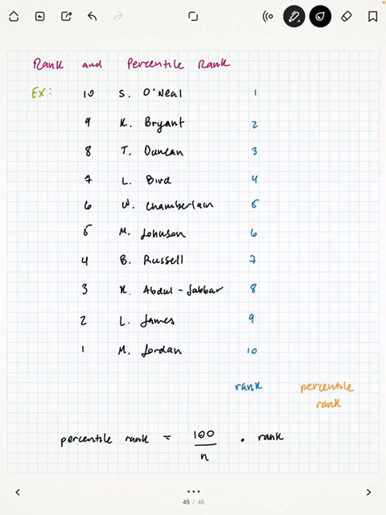And so if our sample size here is 10, then that means we are going to multiply the rank by 100 divided by 10. In other words, we multiply by 10. Okay? So our whole list, we're going to multiply that by 10. And so we would get 10, 20, 30, 40, 50, and so on.